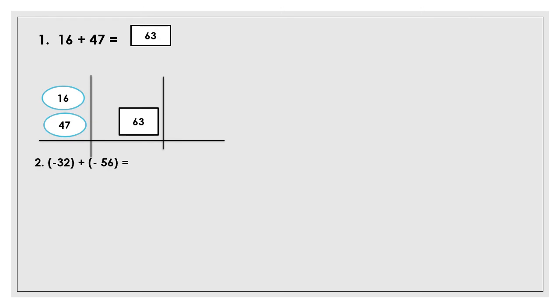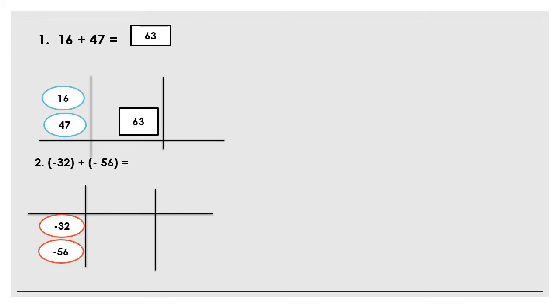Then we have negative 32 plus negative 56. So for the seeds diagram, we represent negative 32 at the lower portion and negative 56 at the lower portion. They both belong to the lower portion because they are both negative. So we get the sum, 32 plus 56 is 88, and the common sign is negative. Therefore, we have here the result of negative 88.